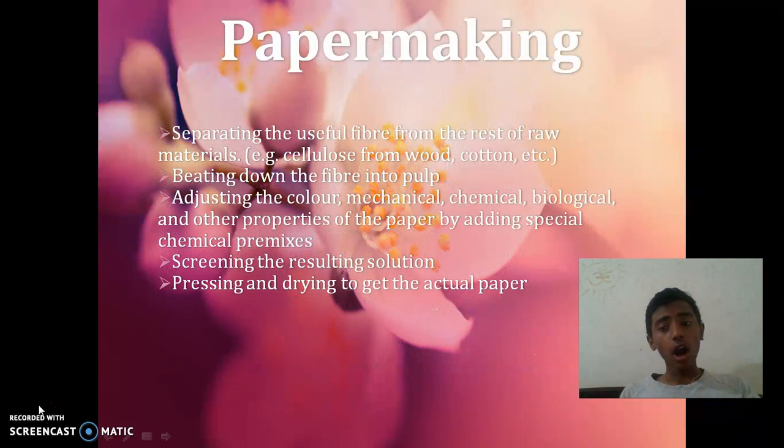Okay, now how to make paper. Paper making: separating the useful fiber from the rest of the raw material, breaking down the fiber into pulp, adjusting the color and the mechanical, chemical, biological and other properties of the paper by adding special chemical premixes. Then screening the resulting solution, pressing and drying to get the actual paper.